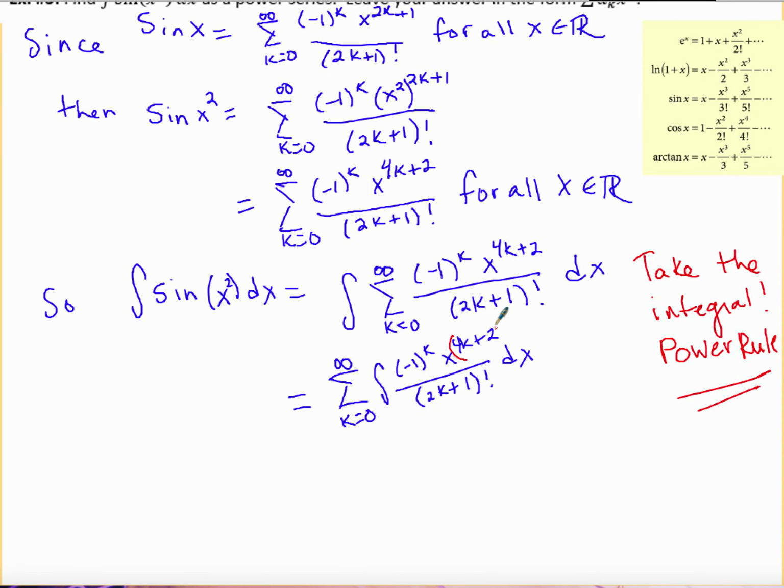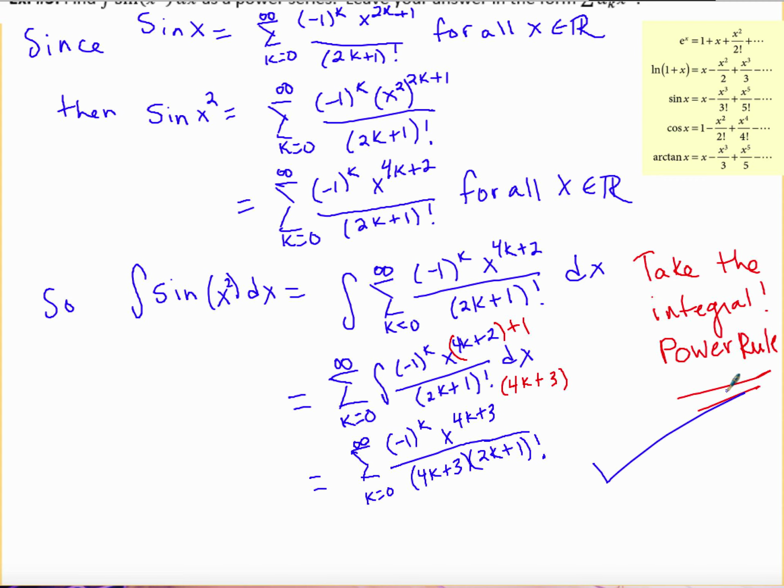Using the power rule, we just add 1 to your exponent, and we then divide by what the new exponent is going to be. So that would be 4k plus 3. So put it all together, I'm going to have the sum from 0 to infinity of negative 1 to the k power times x to the 4k plus 3 power, all divided by 4k plus 3 times 2k plus 1 factorial. And we're done. Okay, it is a little bit crazy looking, but I'm actually pretty glad that they wanted us to leave it in sigma notation so we don't have to go further.